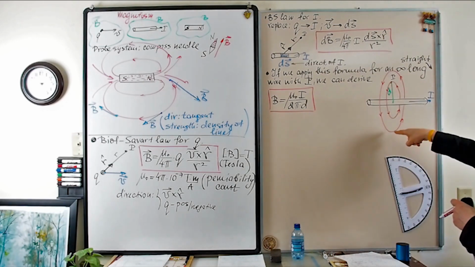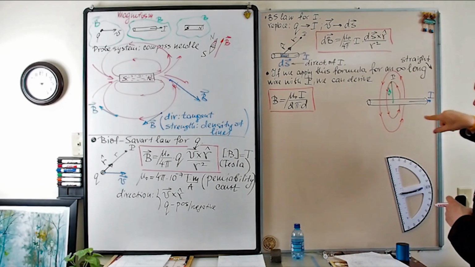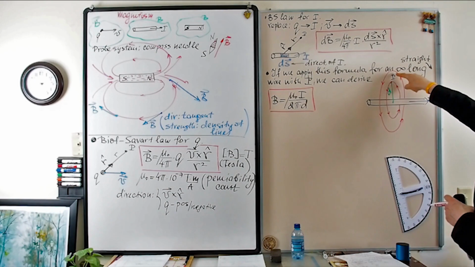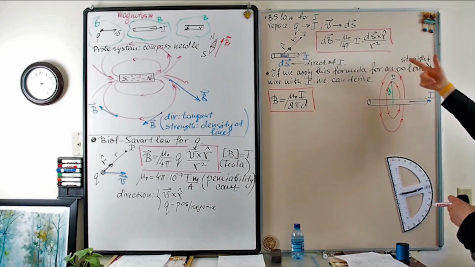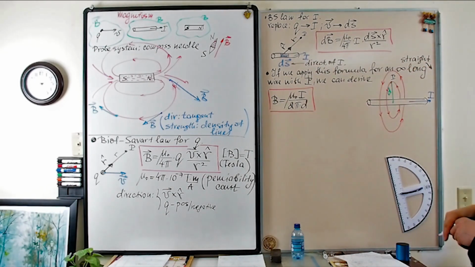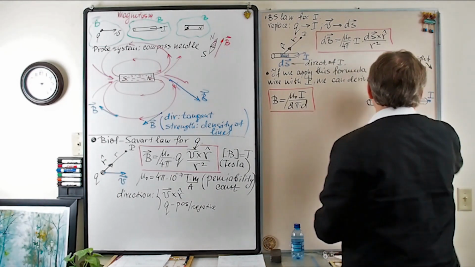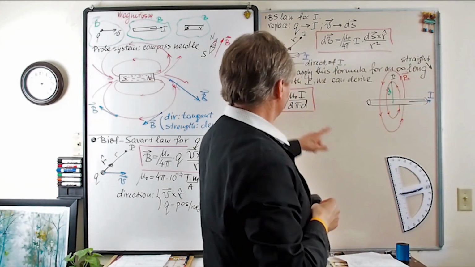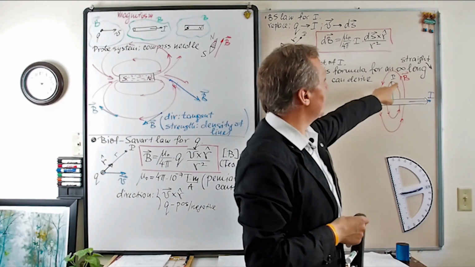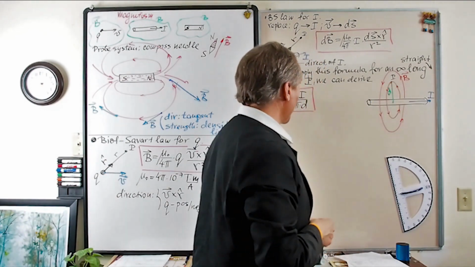Again, below the wire the magnetic field is into the board. Above the wire it is out of the board. So I'm just trying to draw a three-dimensional picture. These are magnetic field lines, right? And that is the absolute value of this magnetic field.